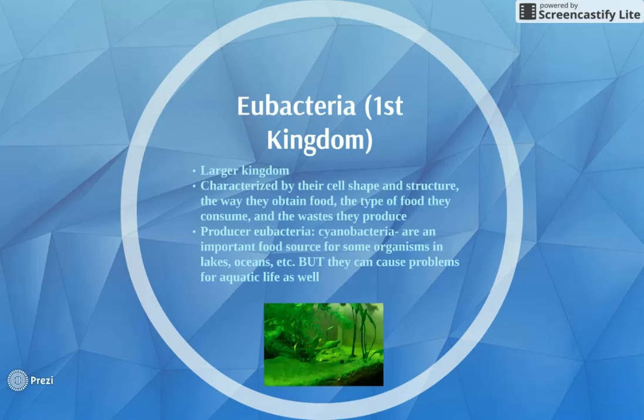One type of producer eubacteria is cyanobacteria, and this is an important food source for some organisms in lakes and oceans, but sometimes when there's so much of this type of bacteria, it can cause problems for aquatic life. So as long as it's under control, it could be a really good thing for organisms. You just have to watch out to make sure it doesn't get out of control.